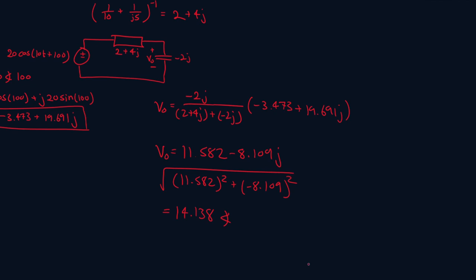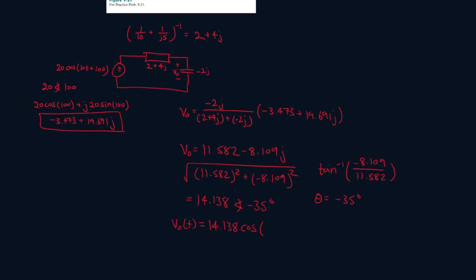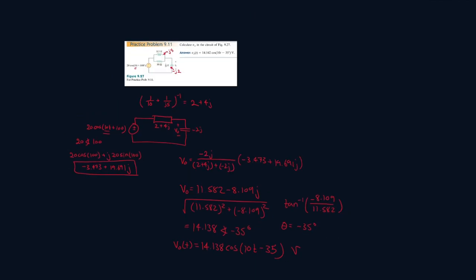I'm going to use this to find the phasor. To find the angle, I just do tan inverse, with the imaginary part on the top, all over the real part. My theta will be minus 35 degrees. So the formula for VO(t) will be 14.138 cos(Wt), and W was 10, so cos(10t minus 35), and this is in volts. And that's your final answer.